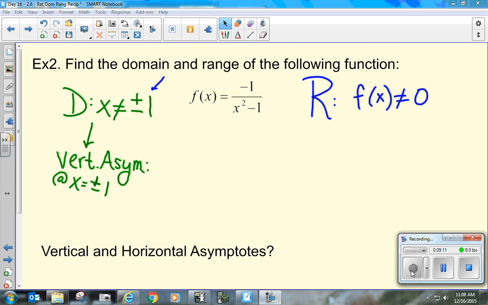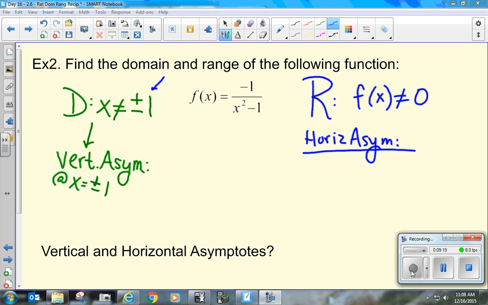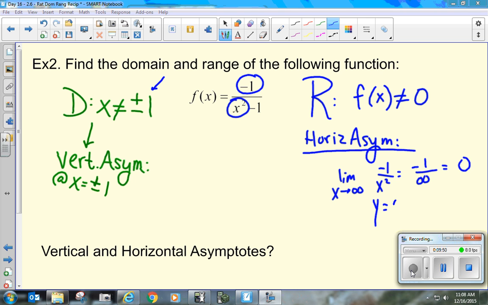All right, now let's do the horizontal asymptotes. What am I doing? You see the highest term on the top and bottom, so you get negative 1 over x squared. Can I reduce that? I don't think so. And let's throw in infinity for x. So that is negative 1 over infinity squared, which is infinity. And it does get smaller, and it will approach 0. So at y equals 0.